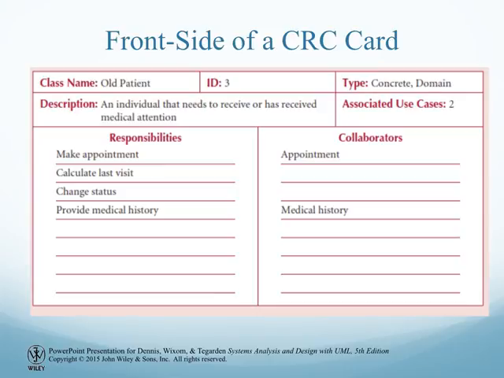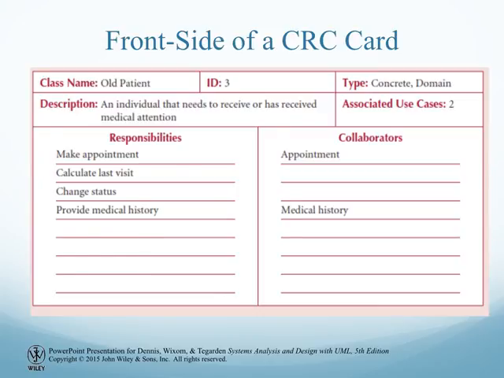It has to be able to change its status from either waiting on an appointment, or in an appointment, or having already had an appointment, and then also contain the medical history of the patient. Right, so those are the responsibilities that object has. And then the collaborators: it will be using or working with the appointment class, and then maybe the medical history class. It will actually contain a medical history object with all of its information.